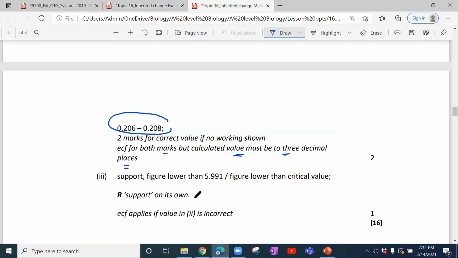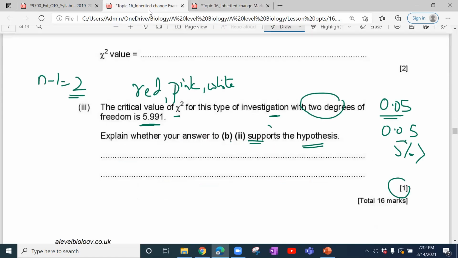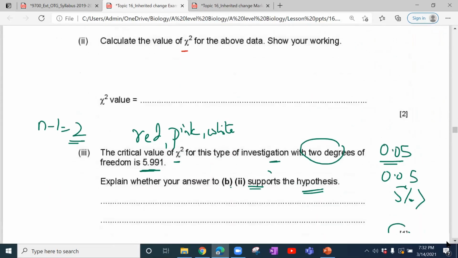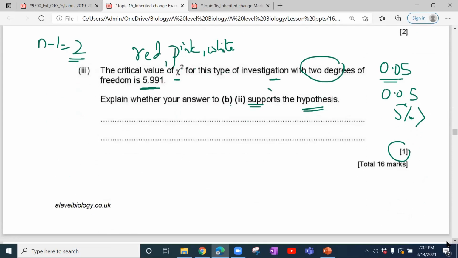So the reason would be, yes, our calculated chi-squared value is less than 5.991, because this value is lower than the critical value. You are going to write this reason. You will not only write we support it, you have to give the reason as well. So you're saying that the answer that we got is less than the critical value. So I hope you have understood how you're going to solve these questions. Thank you.